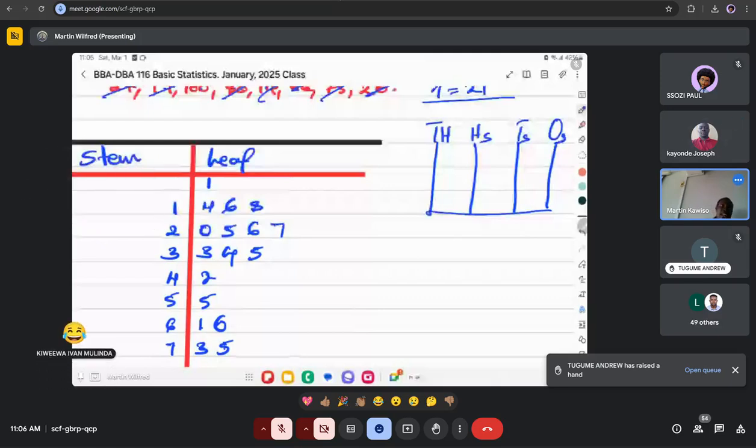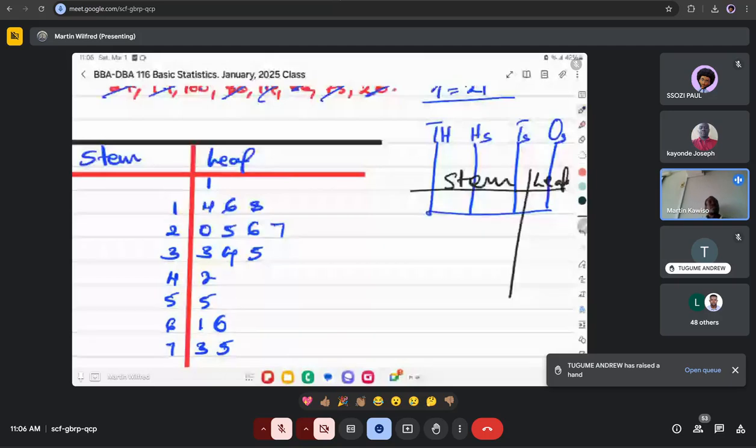So I have said, under the stem and leaf, the leaf will only record the values that are under the stem. These other values are the tens, the hundreds, the thousands, depending on how big a value is.